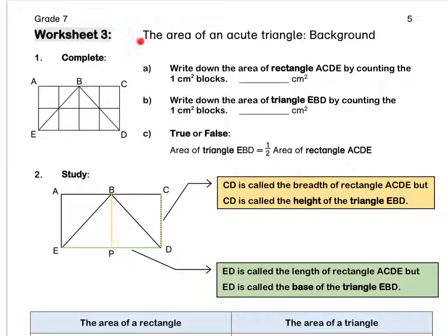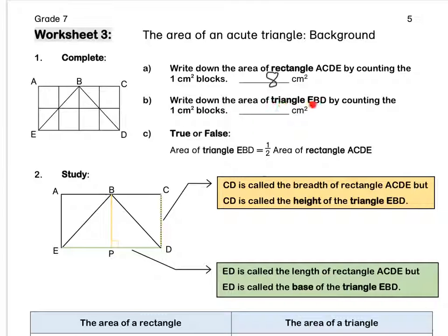Worksheet 3. The area of an acute triangle. Let's do one together. Write down the area of rectangle ACDE by counting the 1 centimeter squared blocks. ACDE. We have 2 by 4, so there are 8 centimeter blocks in total.